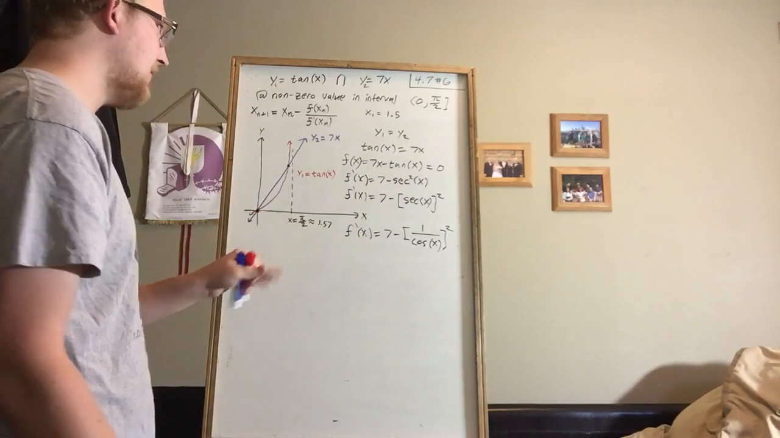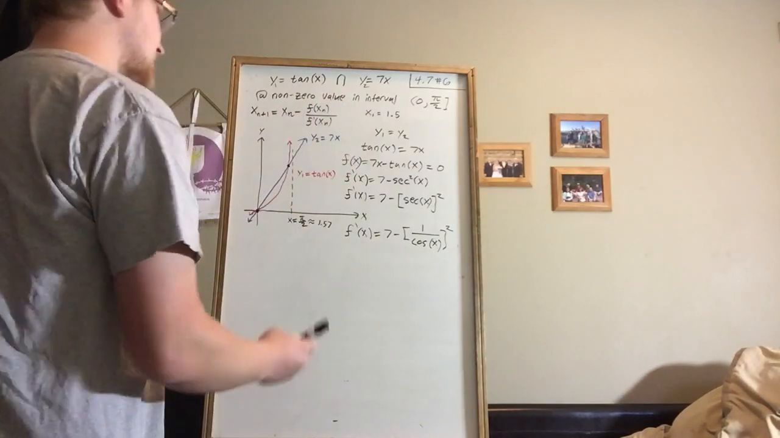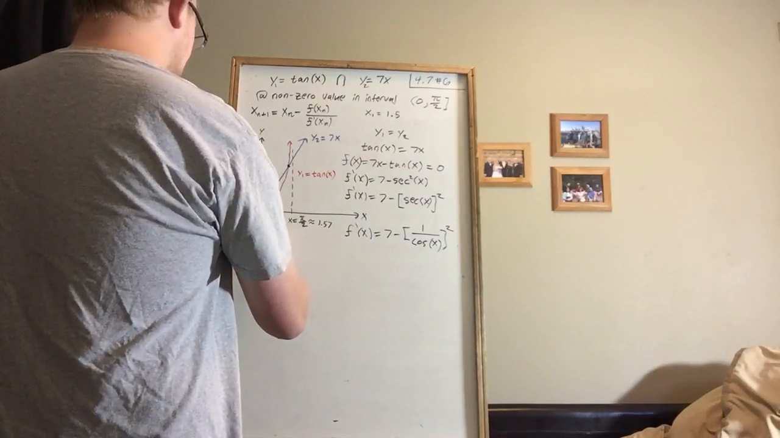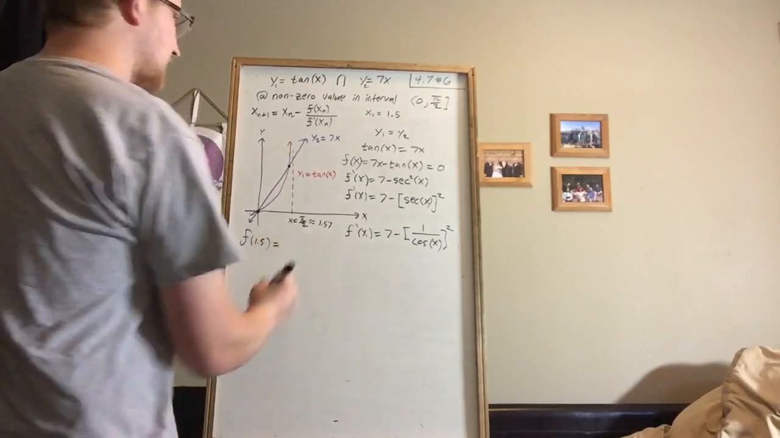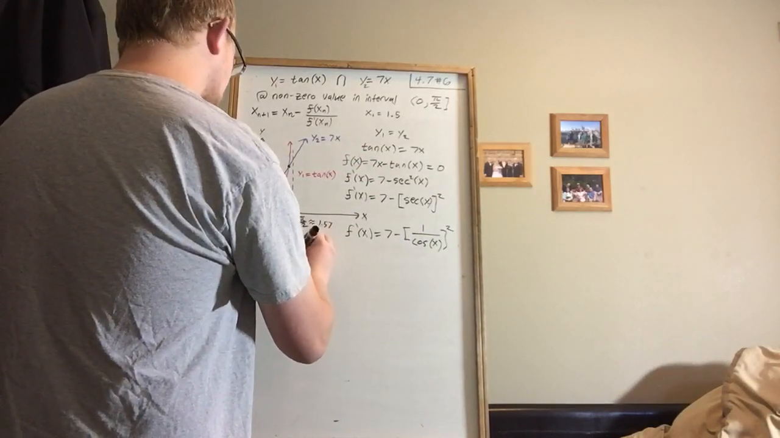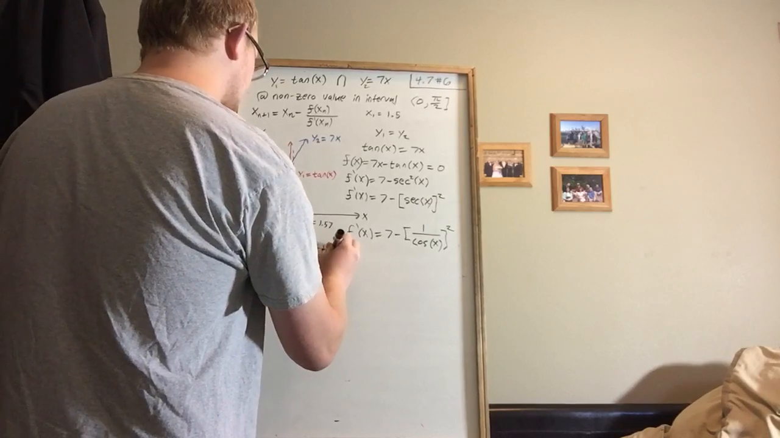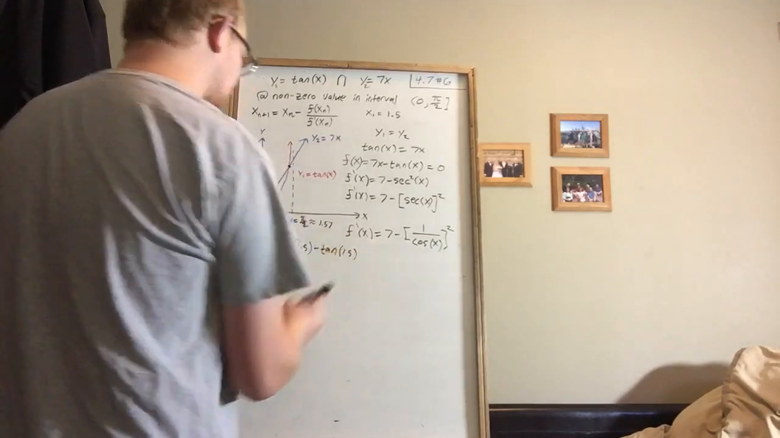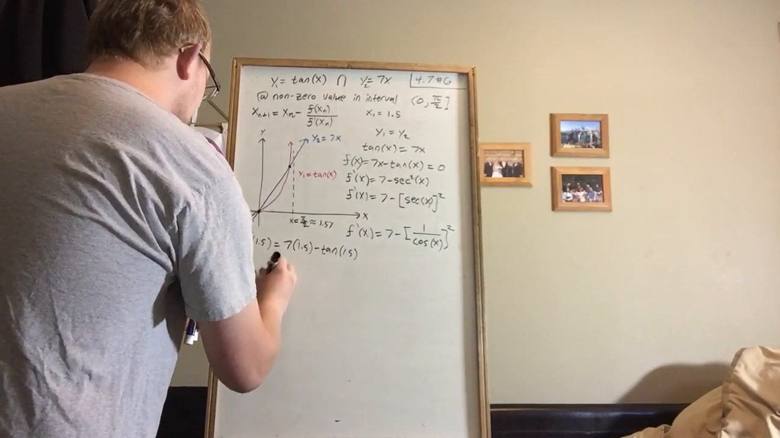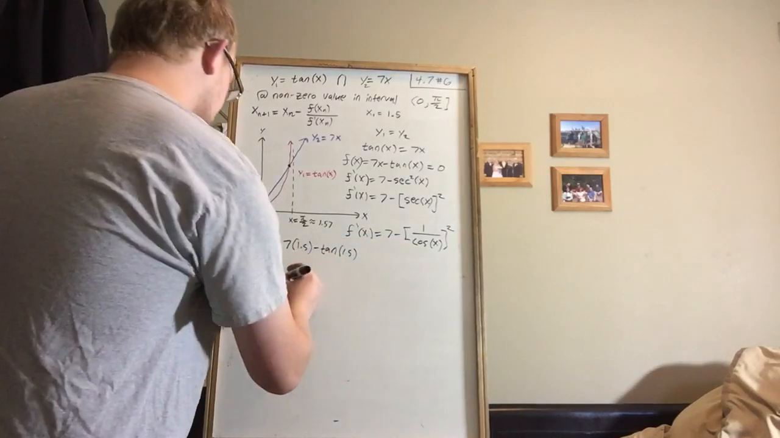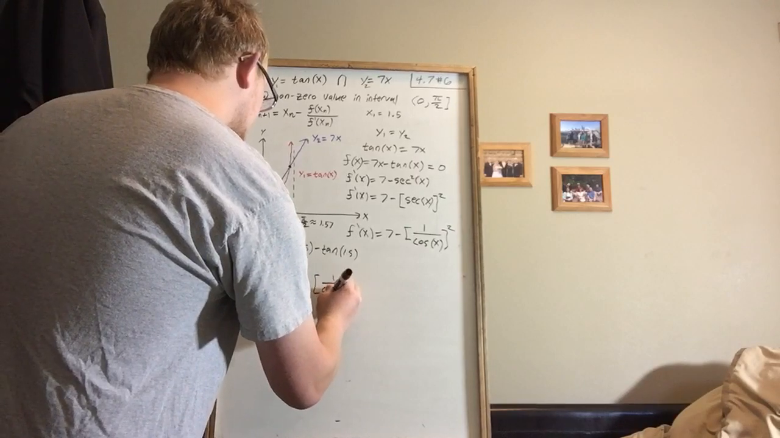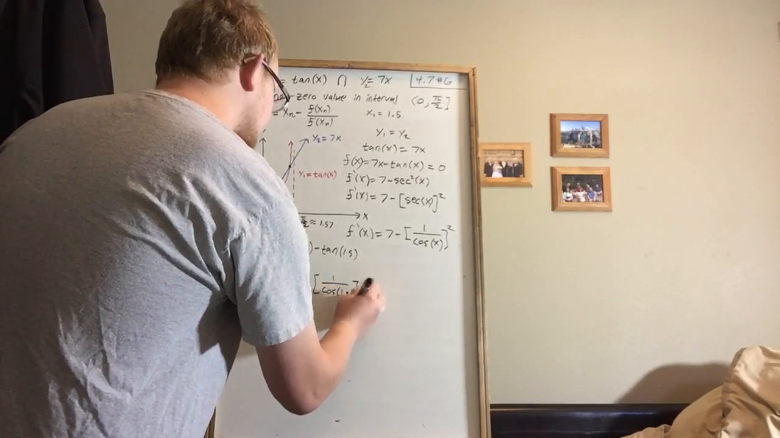Now it's time to plug in our x1 value. What is our function when x1 equals 1.5? We can solve for that by plugging 1.5 into our original function. So we have 7 times 1.5 minus tangent of 1.5. Then we'll solve for f prime of 1.5 by plugging it into our derivative function: 7 minus 1 over cosine 1.5, squared.